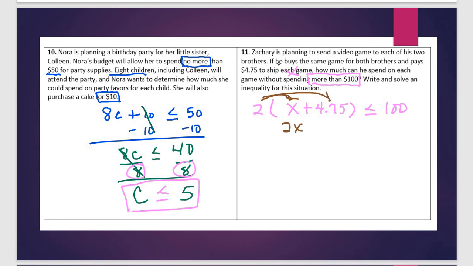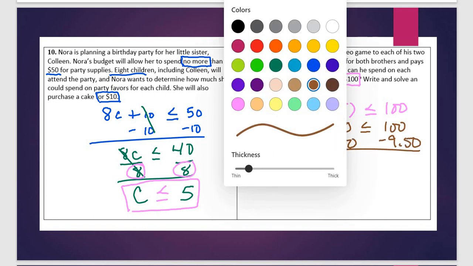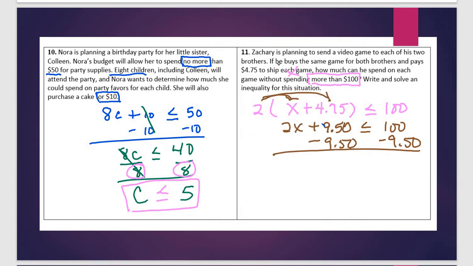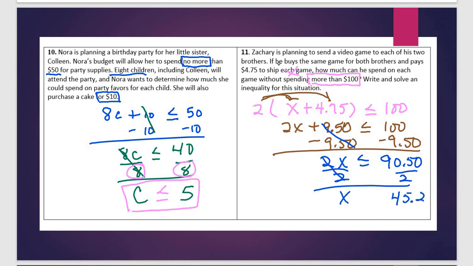2 times x is 2x, plus 2 times $4.75 is $9.50, less than or equal to 100. Minus 9.50, minus 9.50. This cancels out. You have 2x less than or equal to $90.50 divided by 2. And you have x is 45.25.